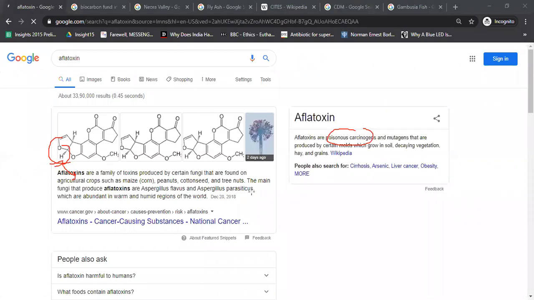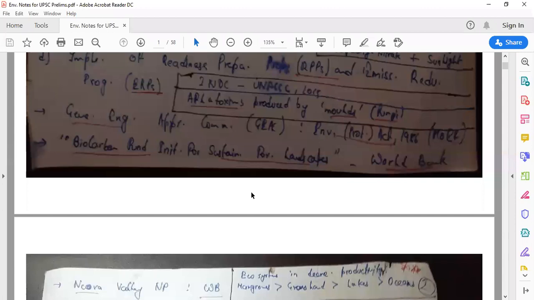Cool. Now, the Genetic Engineering Appraisal Committee. Again, the question has been asked earlier. It is framed under the Environmental Protection Act 1986, which is under MoEFCC. Right? The Genetic Engineering Appraisal Committee, GEAC, is under the Environmental Protection Act 1986.